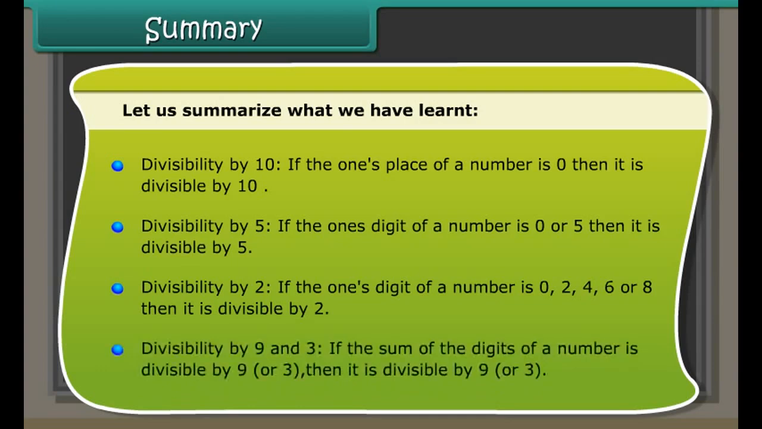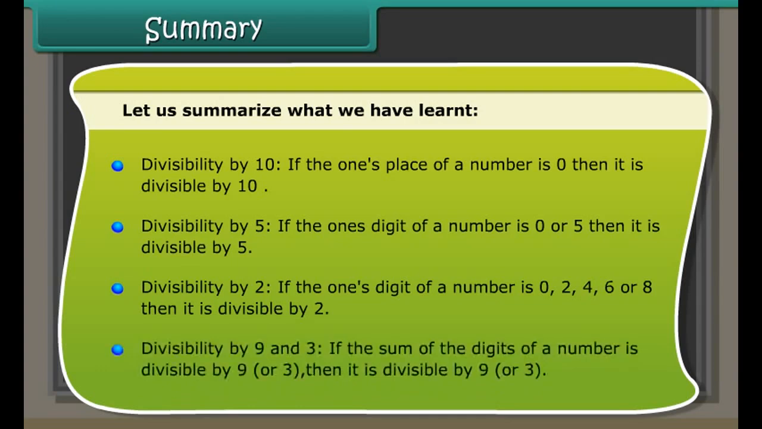Summary. Let us summarize what we have learned. Numbers can be written in general form. A two-digit number can be written as AB equal to 10A plus B, BA equal to 10B plus A. A three-digit number can be written as ABC equal to 100A plus 10B plus C, CAB equal to 100C plus 10A plus B, BCA equal to 100B plus 10C plus A. This general form of numbers is useful in solving puzzles and number games.